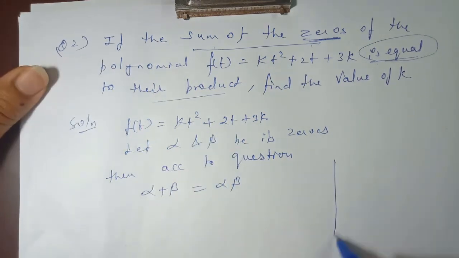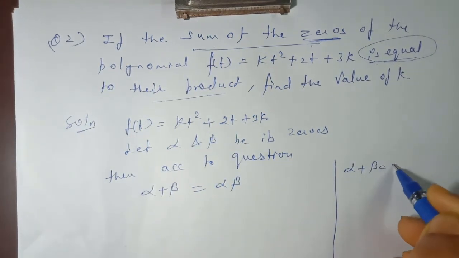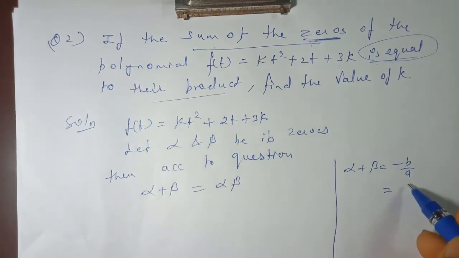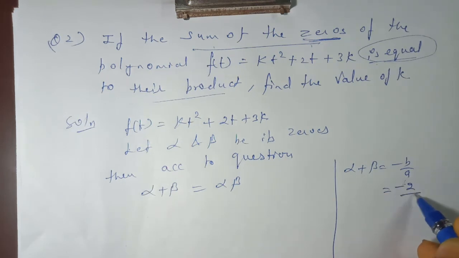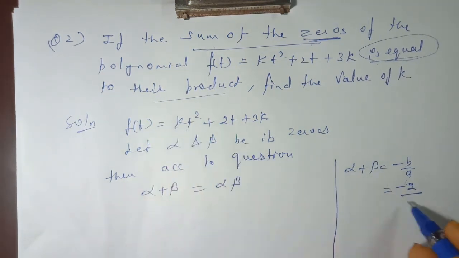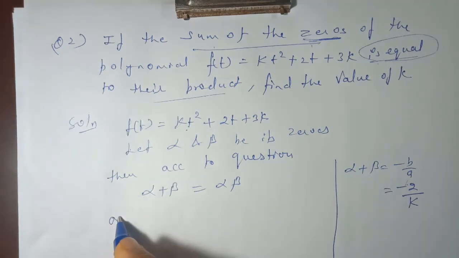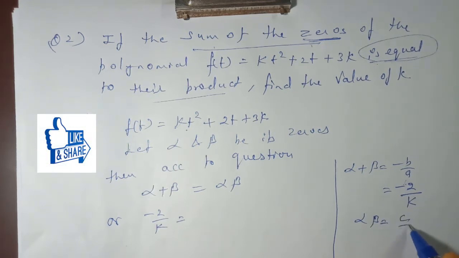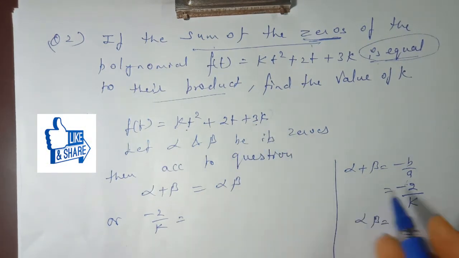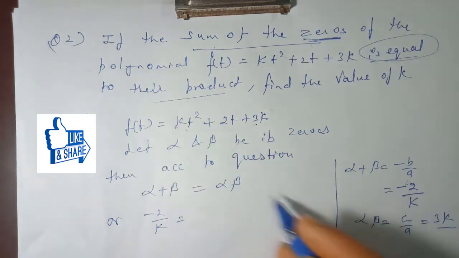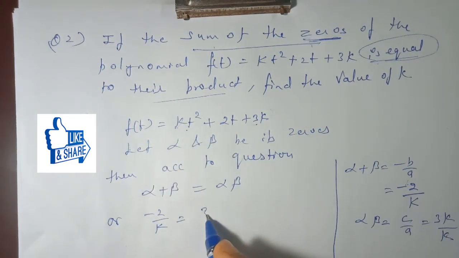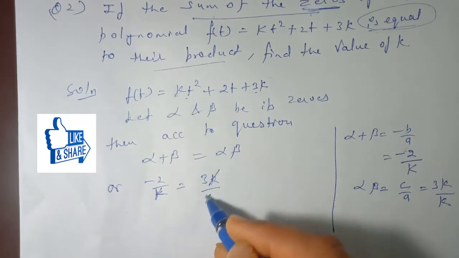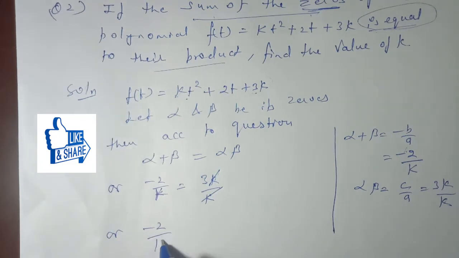Now we know that the sum of zeros is equal to -b/a. In place of b, the coefficient of t, it will be -2, upon, in place of a, the coefficient of t², it is k. So in place of alpha + beta we can write -2/k, and alpha beta we know is c/a. The value of c is 3k and the value of a is again k. So in place of alpha beta we can write 3k/k. By doing the basic calculation, k and k will be cancelled. This gives -2/k = 3.